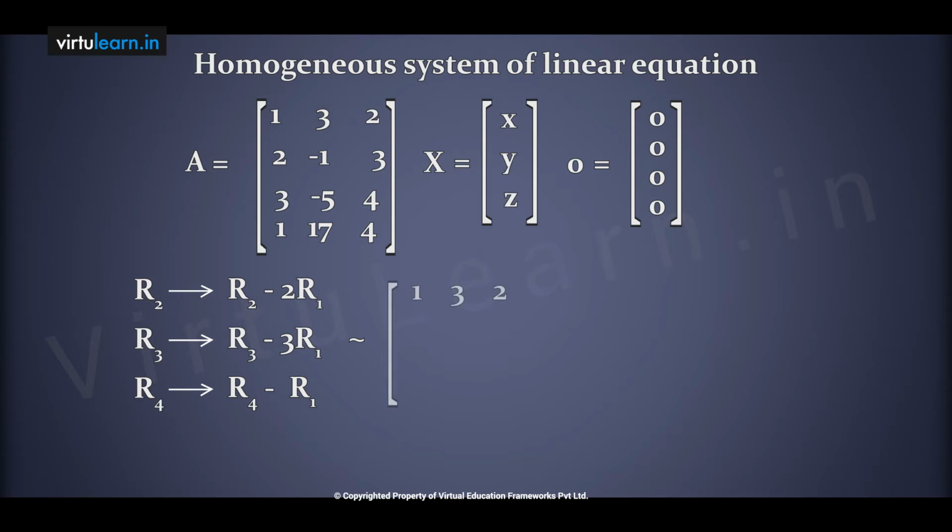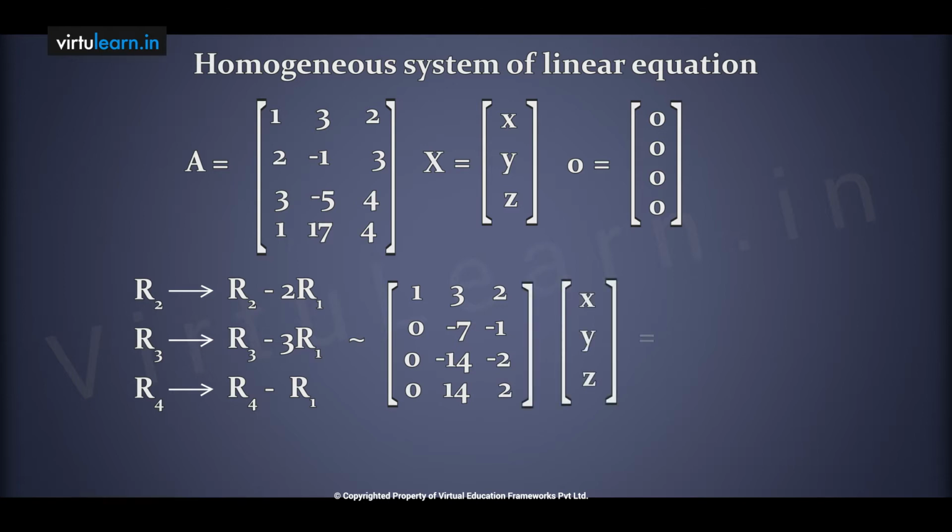Then [1, 3, 2; 0, minus 7, minus 1; 0, minus 14, minus 2; 0, 14, 2] into x, y, z equal to 0, 0, 0. I am not explaining every time 2 minus 2, 4 minus 4. I am not explaining like that. I am writing here that after applying row operations, we get this matrix. If you want, you can check it.